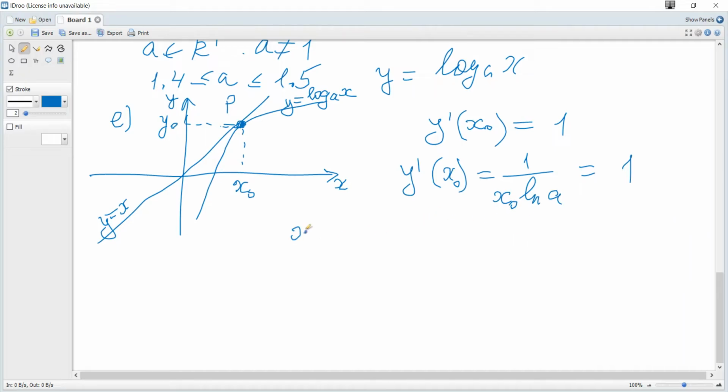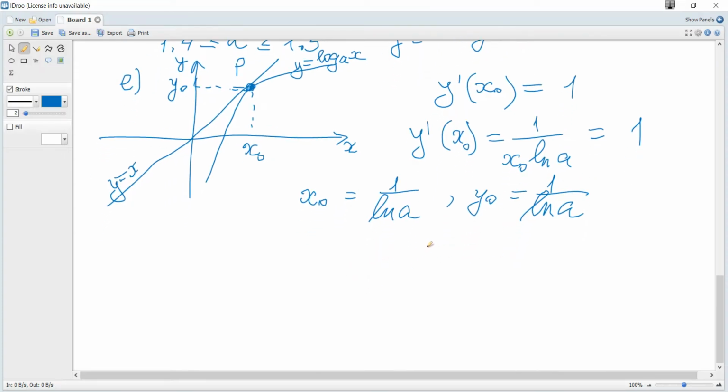We can see that x0 is just 1 over ln a, and we can see that point P also belongs to y is x, and also belongs to y is log to the base a of x. We can use it, and so since y is x, y0 is also 1 over ln a, but we need a.